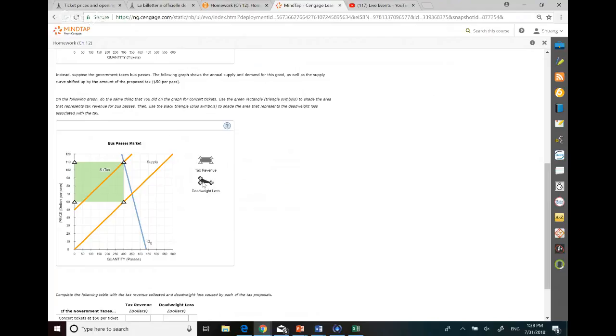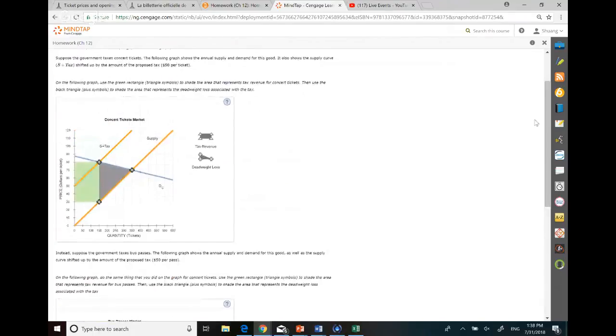And then for deadweight loss, that will be the little triangle to the right. Right here, so that's our deadweight loss. Okay, all right. So the last step is asking us to find the numbers for each one. So let's do the calculations.